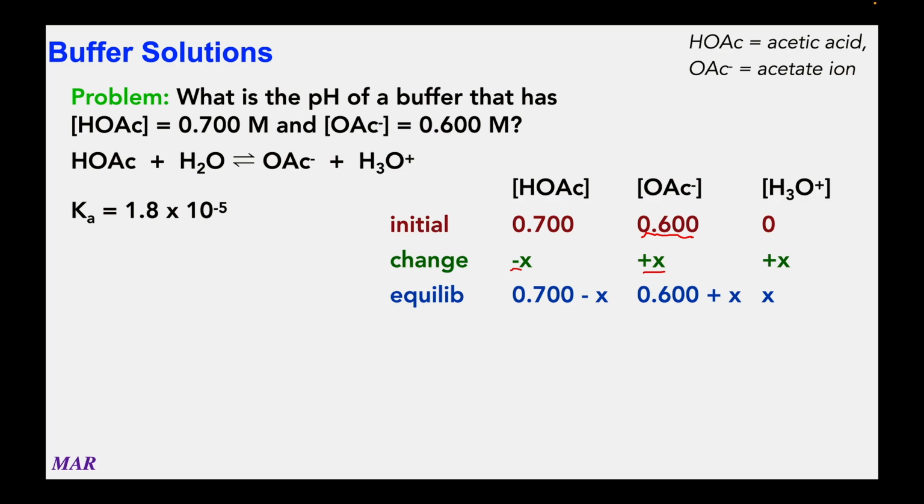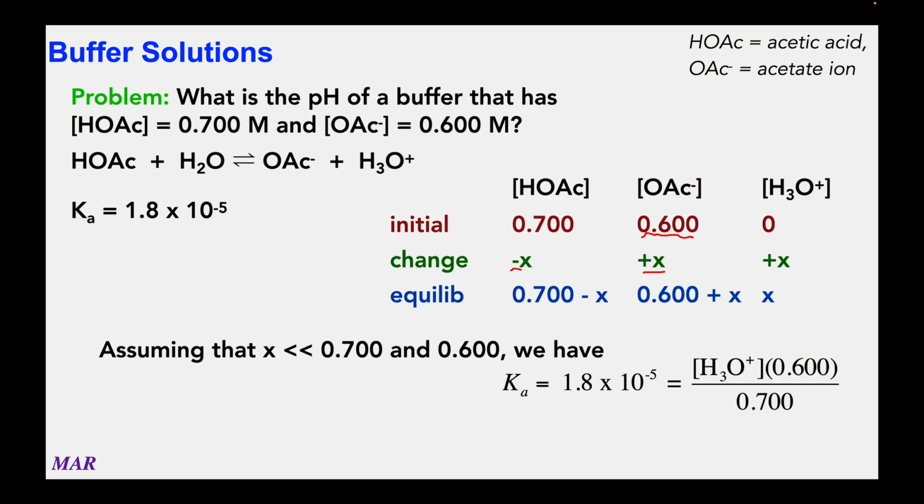We can let all of those equal Ka. Ka would be 1.8 times 10 to the minus 5. That's going to equal hydronium times what initially is 0.6 plus X, and on the bottom you'd have 0.7 minus X. However, X is going to be really small. If you have almost equal amounts of acetate and acetic acid, then the X value here is going to be pretty small. So instead of dealing with 0.6 plus X and 0.7 minus X, you are justified in dropping the X from both of those.